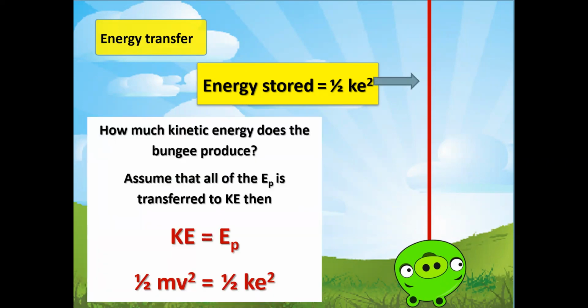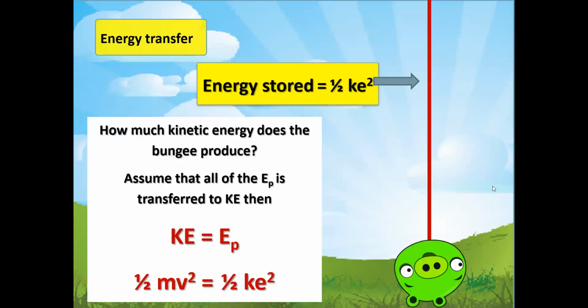So now, if you want to find out how much kinetic energy there is as the rope is stretching, then you have to equate the kinetic energy formula and the elastic potential energy formula. So half mv squared is equal to half ke squared. If you do that, the half will cancel each other. So what you're going to have is mv squared equals ke squared.